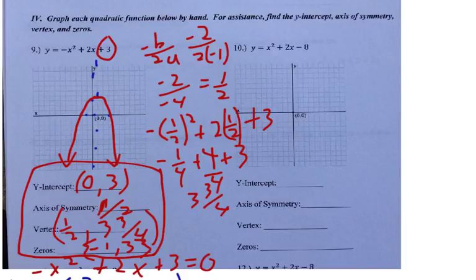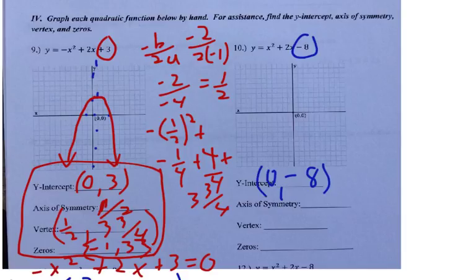Alright, let's jump over to the next one, number 10. The y-intercept's negative 8, so I could put (0, negative 8) for that one. Axis of symmetry is negative b over 2a, so it would be negative 2 over 2, which is just negative 1.